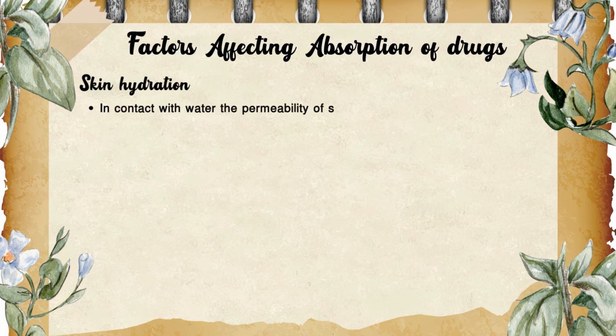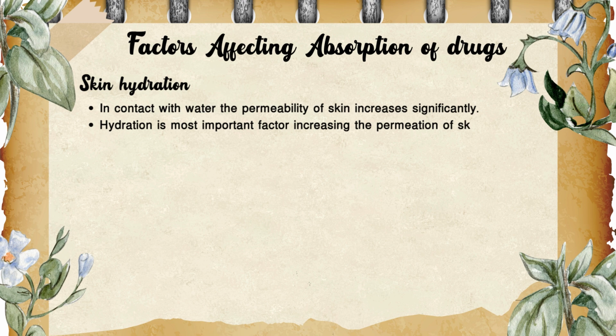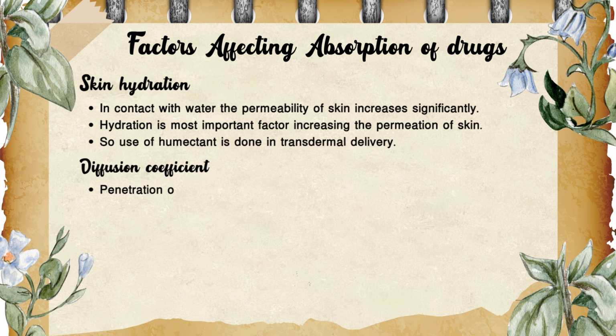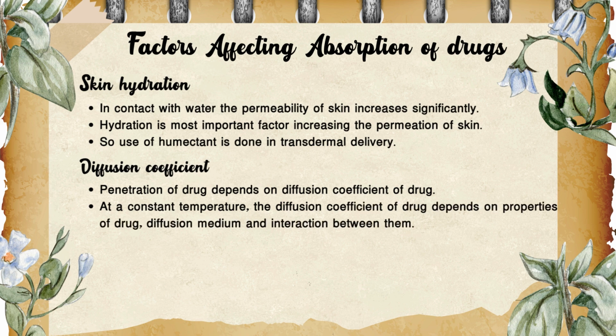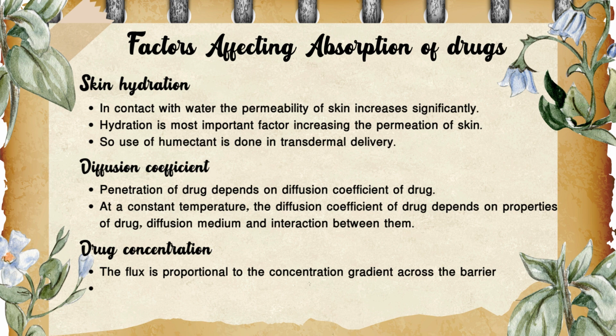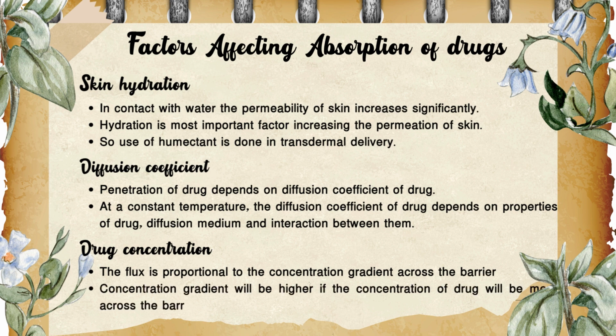Factors affecting absorption of drugs. Skin hydration: in contact with water, the permeability of skin increases significantly, so hydration is very important. Second one, diffusion coefficient. Penetration of drug depends on the diffusion coefficient of the drug. At constant temperature, the diffusion coefficient of the drug depends on the properties of the drug, the diffusion medium, and the interaction between them. Third one, drug concentration.